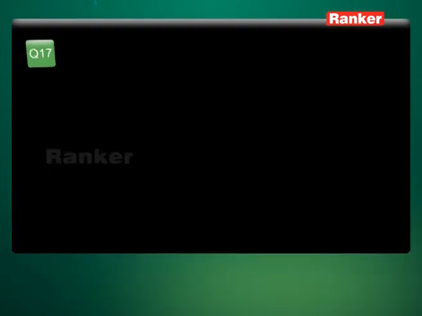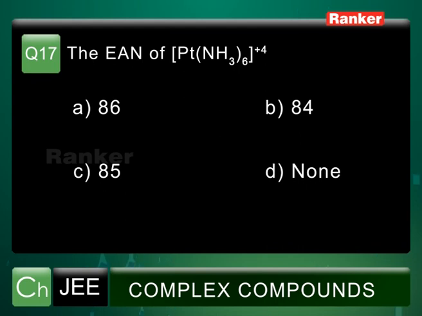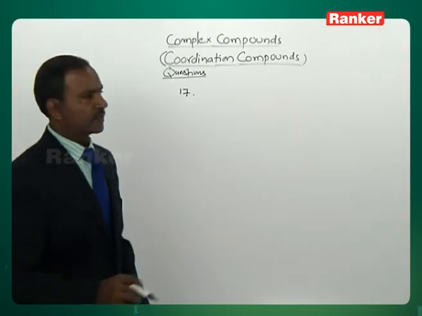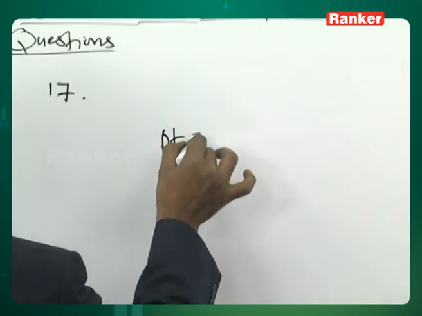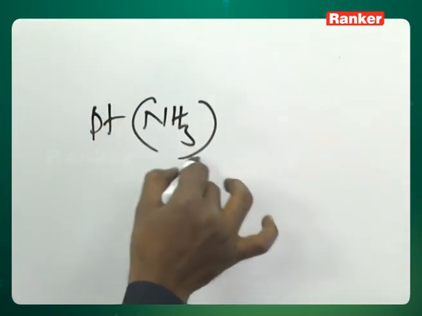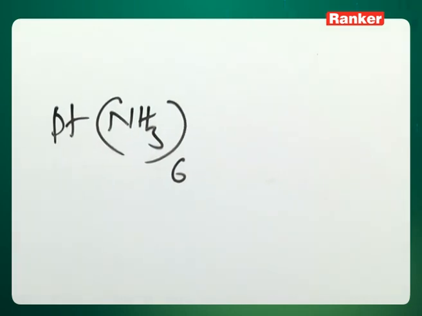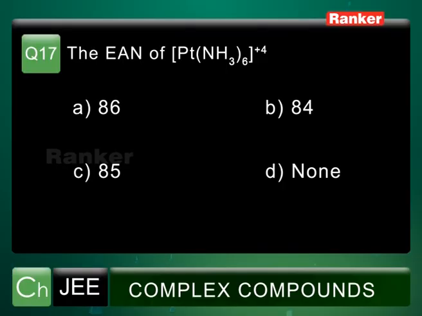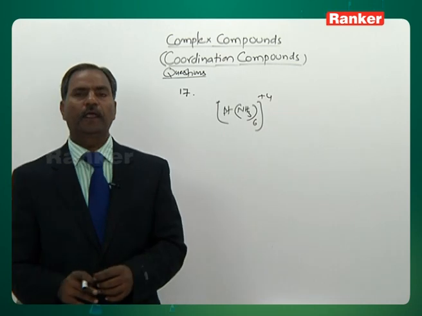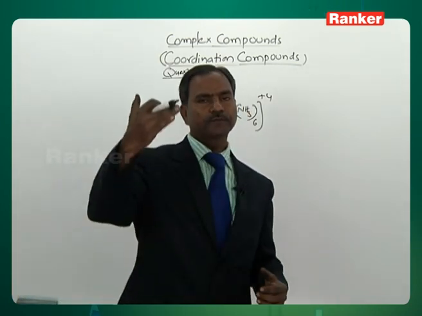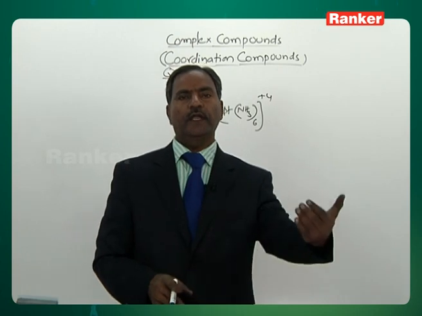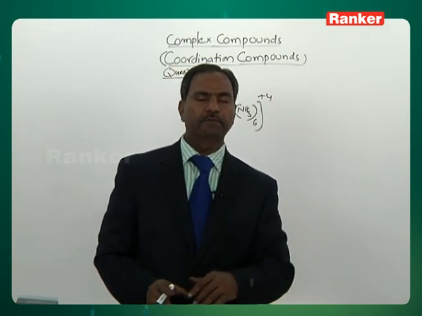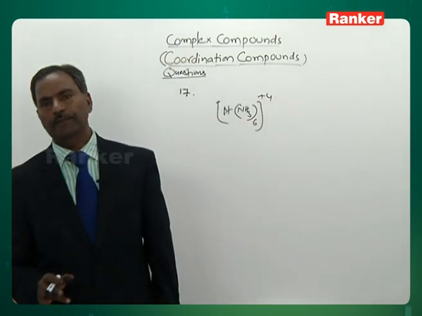The EAN of platinum, NH3 taken 6, plus 4. The EAN of the complex is Pt, NH3 taken 6, plus 4. Option A is 86, option B is 84, option C is 85, option D is none. Generally, 3d elements give an EAN of the complex of 36, 4d with 54, 5d with 86. This is a 5d element. Still we have to check what actually its EAN is.